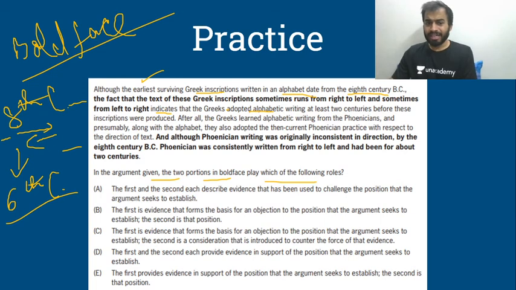After all, the Greeks learned alphabetic writing from the Phoenicians, and presumably along with the alphabet they also adopted the then current Phoenician practice with respect to the direction of text. They are saying that the Greeks learned the alphabet from the Phoenicians, and the trend of writing direction at that time, right to left, left to right, they also learned from the Phoenicians. Okay.